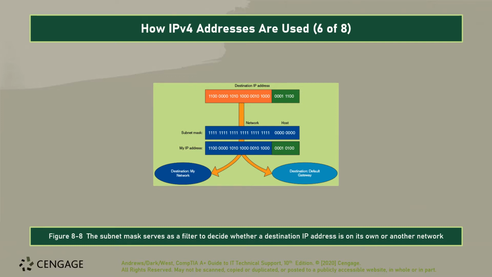So we see that we have an IP address shown in binary. When we compare the subnet mask to the destination IP address, we get the ID of the network and the ID of the host. If we do the same thing with our own IP address, we can then compare the two networks to see whether or not they belong to the same or different networks. So the comparison here would allow us to say, is this our network, or does this need to be sent to our default gateway to be routed somewhere else?